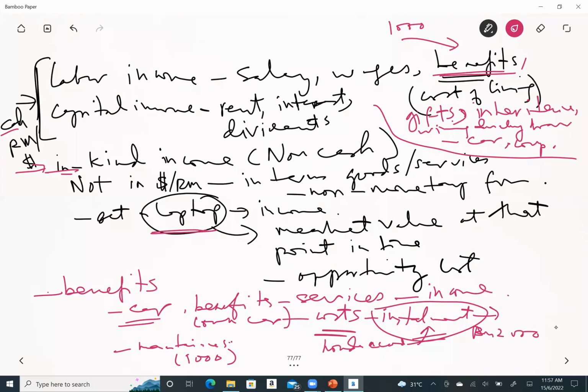Okay. What else? In-kind benefit. In-kind. Or you may get a car. You may get a house. All right. So some employment give you a house. So how do you measure that income? So that means it's the service that we got from the house. Okay. So how do you measure it?